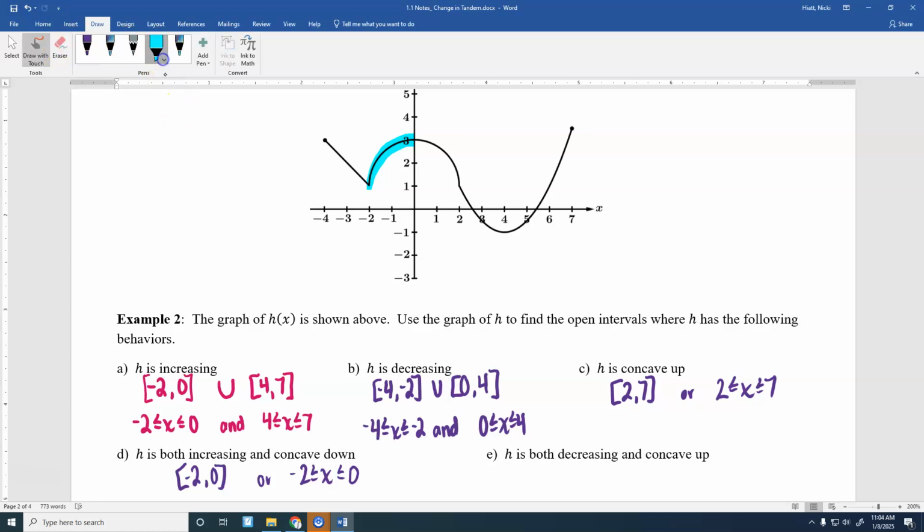And then that last part says decreasing and concave up. So I need to be decreasing, but concave up. This part's decreasing, but does it even have any concavity? Nope, none. Here we're decreasing, but we're concave down. But right here, we switch to concave up. But at 4, we're going to stop because after 4, are we decreasing anymore? No, we switch back to increasing. So this would just be from 2 to 4.